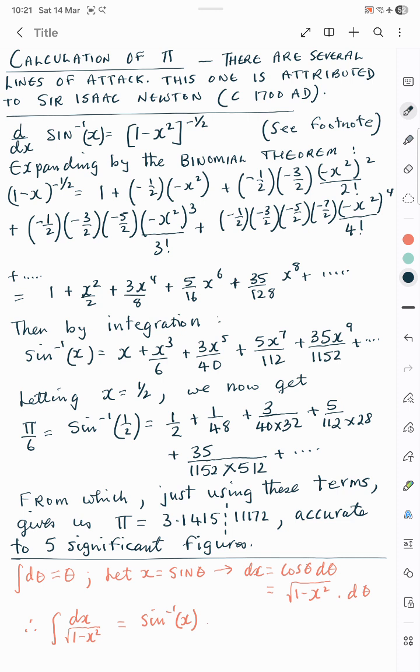Thanks very much for listening, but I'll just explain how we did the differential of inverse sine of x. So start off by letting d theta, integral of d theta is theta obviously, and just use the substitution x equals sine theta, and therefore dx is cos theta d theta, which will be square root of 1 minus x squared d theta, and then the result from that should be fairly obvious and straightforward.